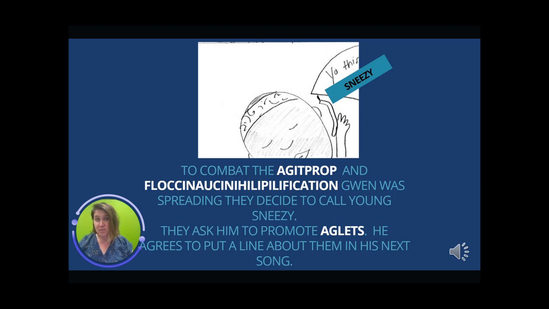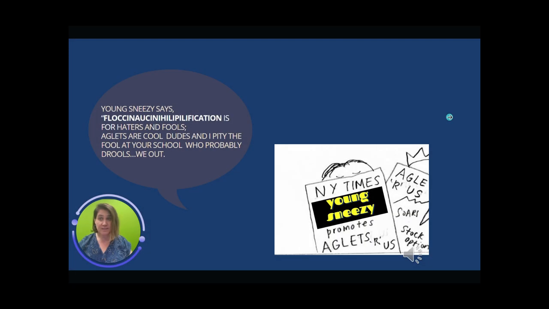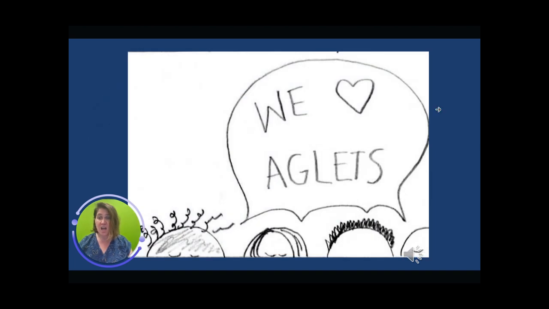So then they decide to call the coolest guy in school, Young Sneezy. To combat the agitprop and Floxinosinilipilification Gwen was spreading, they decide to call Young Sneezy. They ask him to promote aglets. He agrees to put a line about them in his next song. Young Sneezy says, "Floxinosinilipilification is for haters and fools. Aglets are cool, dudes, and I pity the fool at your school who probably drools. We out." New York Times: Young Sneezy promotes Aglets Are Us. Aglets Are Us soars, stock options. We love aglets!